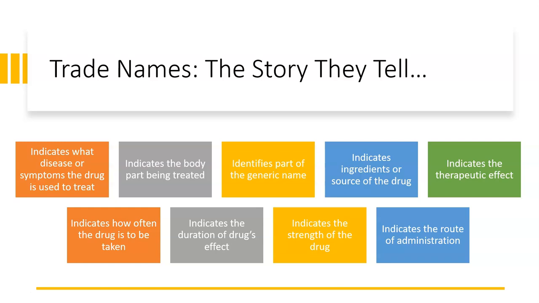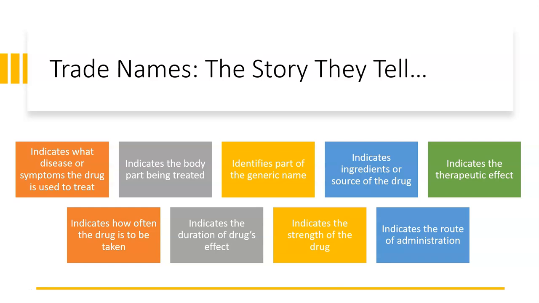The trade name can help us indicate the strength of the drug. Cortisone 5, it's 0.5% hydrocortisone. Cortisone 10, or your book gives the example of Bactrim DS, which means double strength. So there's a single strength that's a combination drug, and then there's a double strength. So they don't even put the strength on there because there are only those two strengths. It's either single or double.